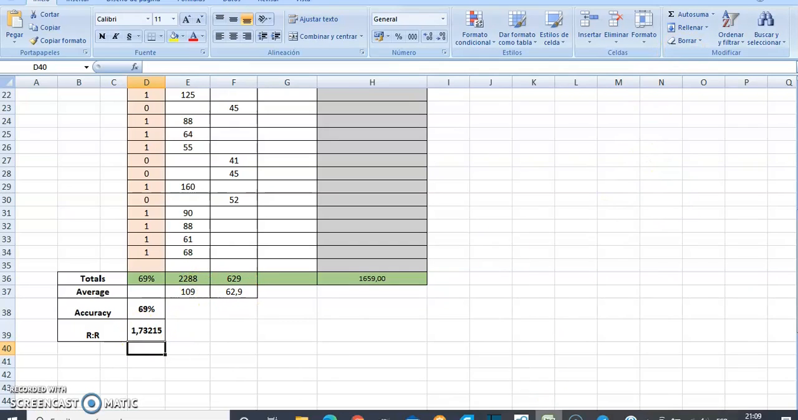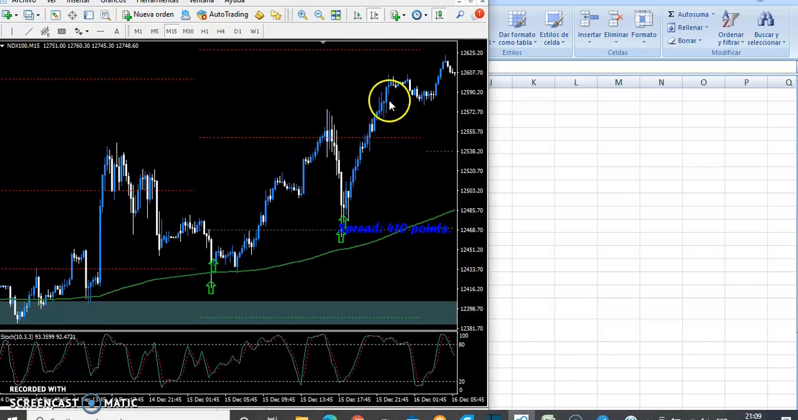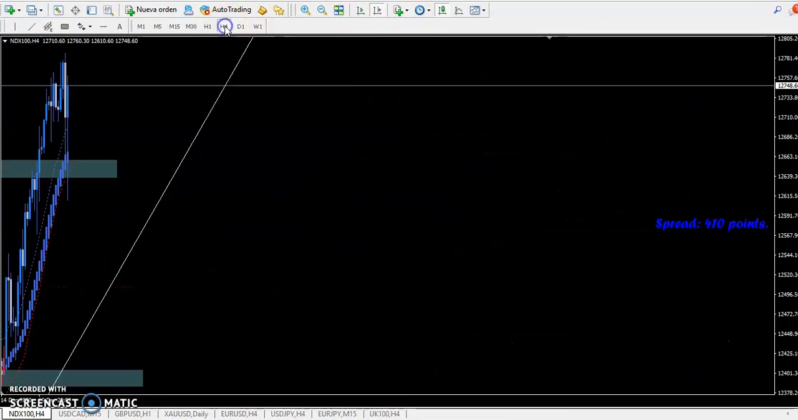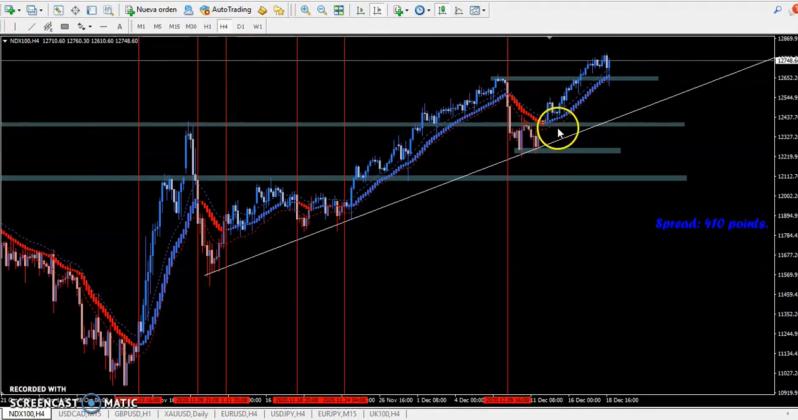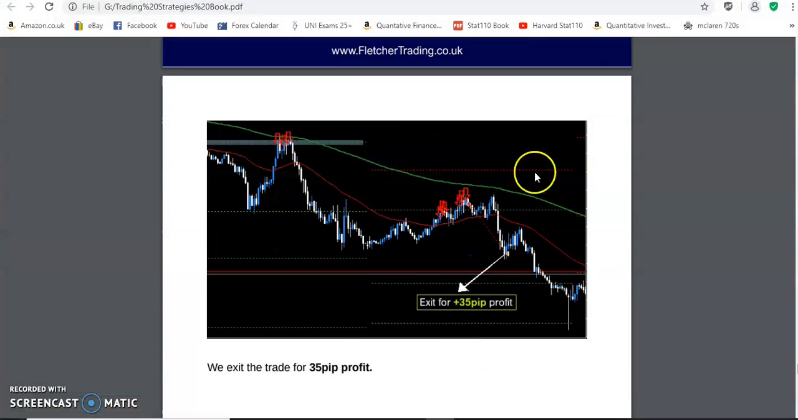Now we can increase the accuracy of this strategy further by going to the 4-hour chart and looking at areas of support and resistance. The ebook that I've left in the description will go into more details about that.